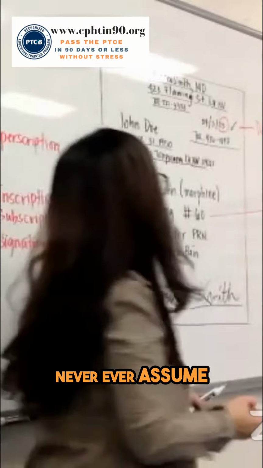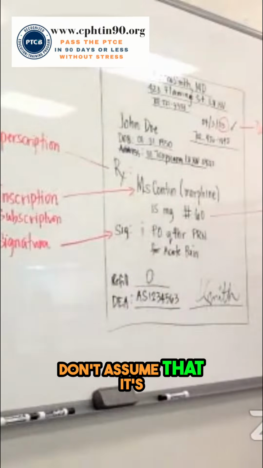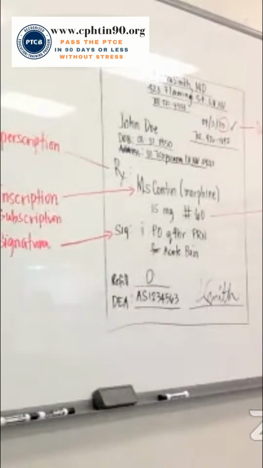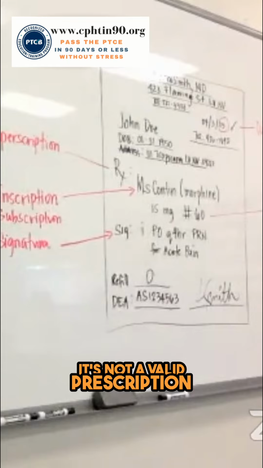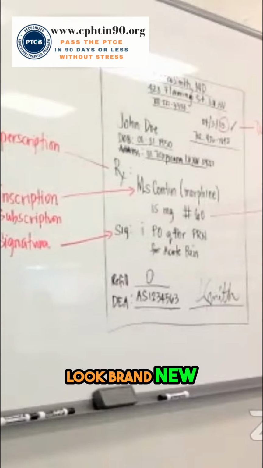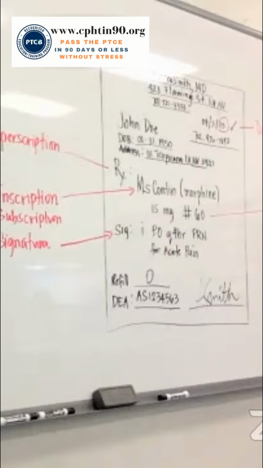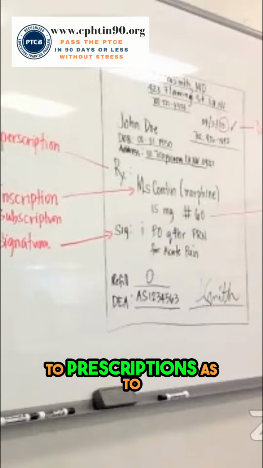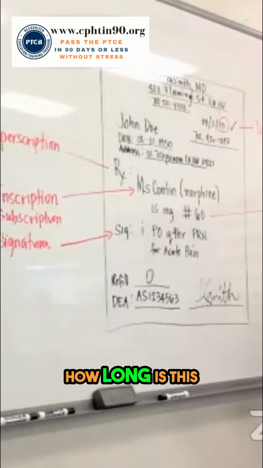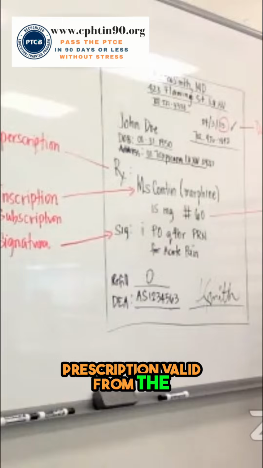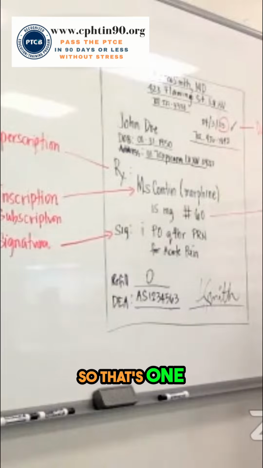Never ever assume. So if it doesn't have a date, don't assume that it's written the current year. It's not a valid prescription, because a prescription may look brand new, however, it was written last year. Okay. There are rules pertaining to prescriptions as to how long a prescription is valid from the time the doctor wrote it. That clear? So this one.